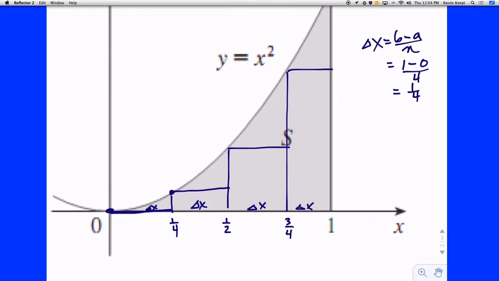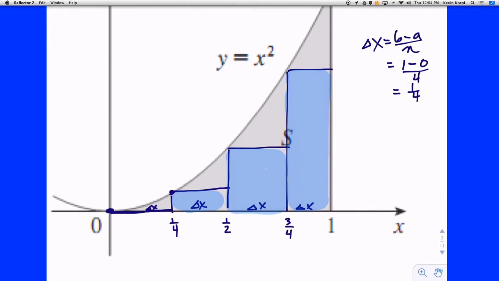Now, if you want to shade that kind of in a light blue, you'll see that we're finding the sum of the areas of what turns out to be only 3 rectangles, because the first one is crushed down to nothing. Now here's what's interesting.